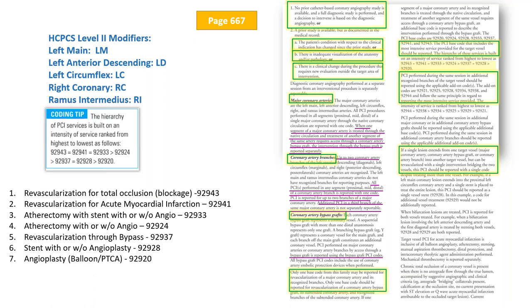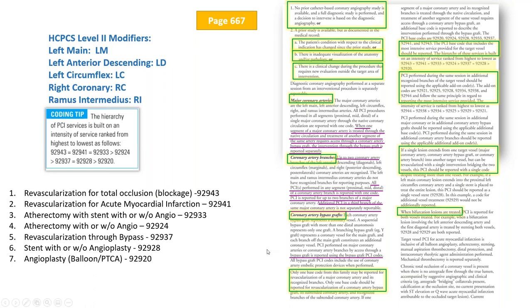The example they give is that if the left main coronary lesion extends into the proximal left circumflex coronary artery and a single stent is placed to treat the entire lesion, this PCI should be reported as a single vessel stent using code 92928. Since they only used one stent, you would not use the add-on code 92929. You would, however, use the modifiers for the vessels involved. In this case, left circumflex would be modifier LC, and left main coronary is LM. Sorry, I lost my place and it took me a second there.